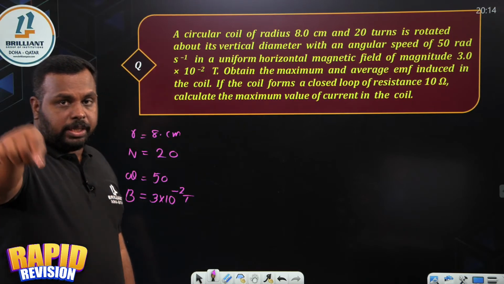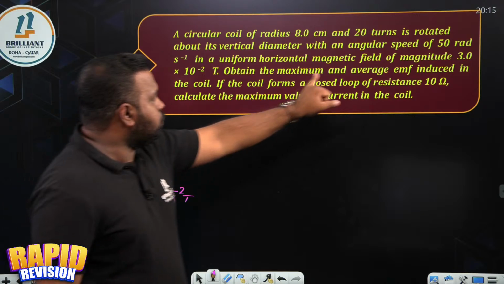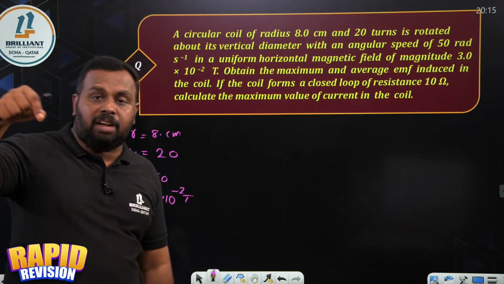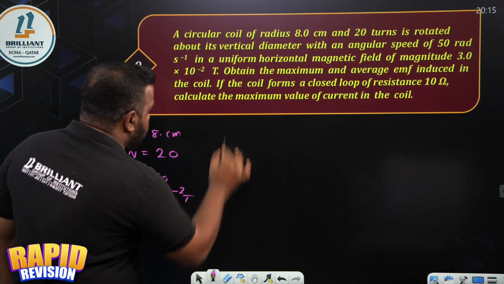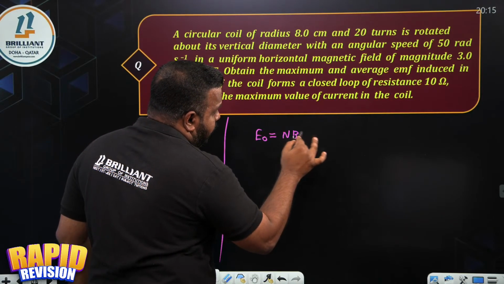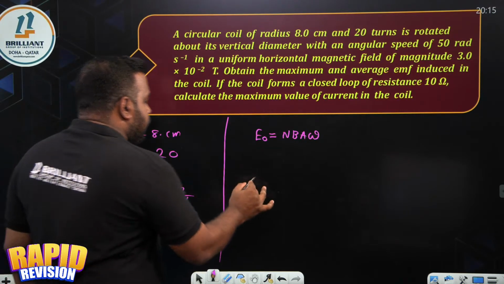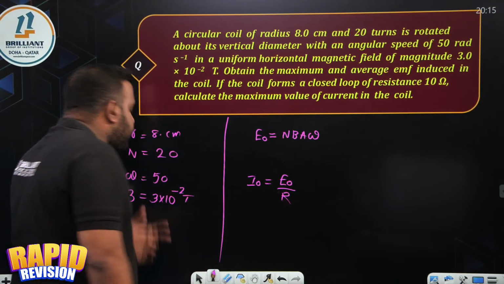Maximum and average. Average I will tell you. So let us find the maximum value. If the coil forms a closed loop of resistance 10 ohm, calculate the maximum value of current. So we have to find maximum EMF and maximum current. Which formula we will use? Maximum EMF, E naught is equal to NBA omega. Maximum current, I naught is E naught by R. Everything is there in the question.